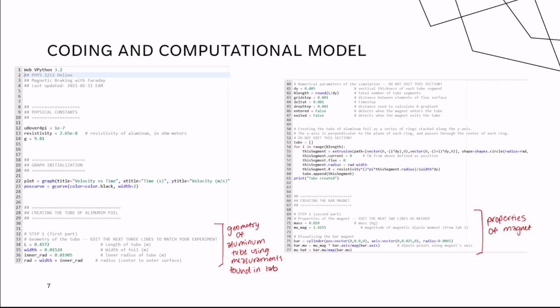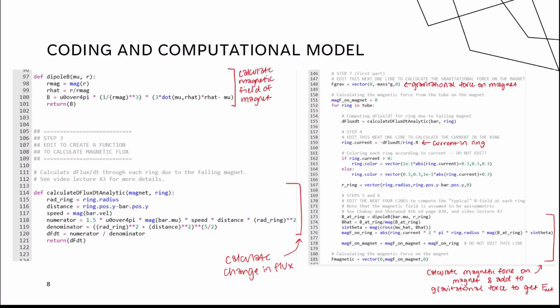So here's the coding and computational model. You can see on the left, lines 32 to 37, this is where we set up the geometry of the aluminum tube using measurements we found during lab. And then on the right, lines 71 through 77, this is where we put in all the properties of the magnet. Lines 97 through 101 is where we're calculating the magnetic field of the magnet. Lines 114 through 121 is where we're calculating the change in flux.